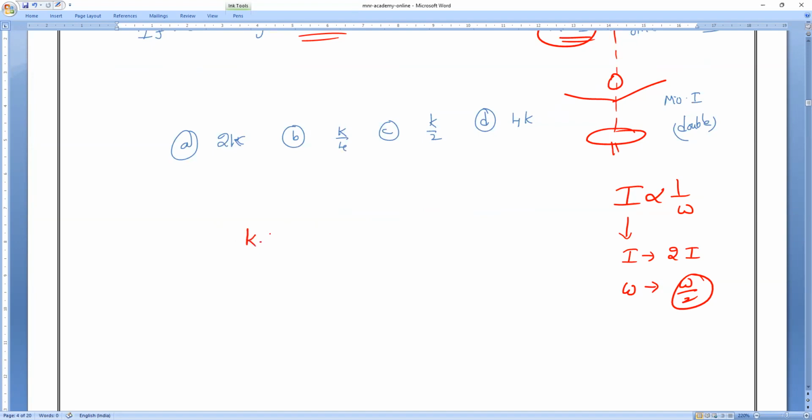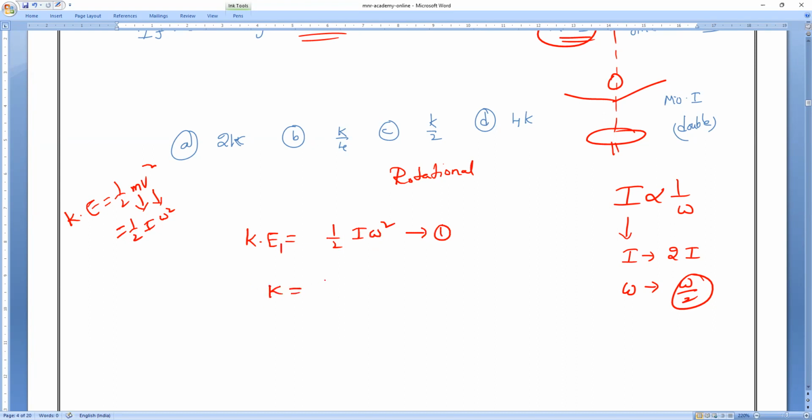So in the first case, the initial kinetic energy. What is the formula for kinetic energy in rotational motion? Normally it is half mv square. Now m is replaced by I, and v is replaced by omega. You should have omega square. So this is case 1, KE1, which equals K. So K is equal to half I omega square. Let me take it as equation 1.